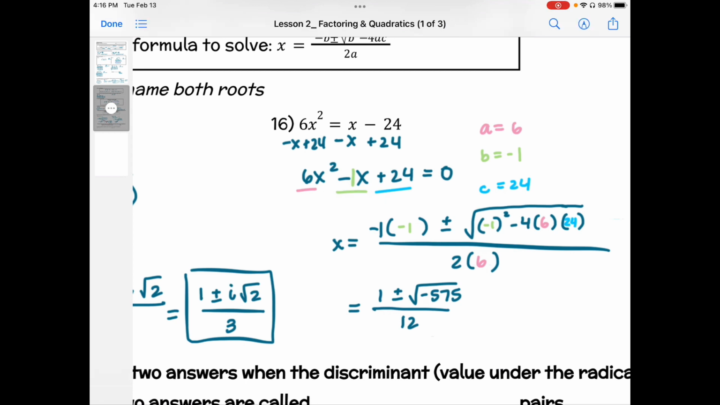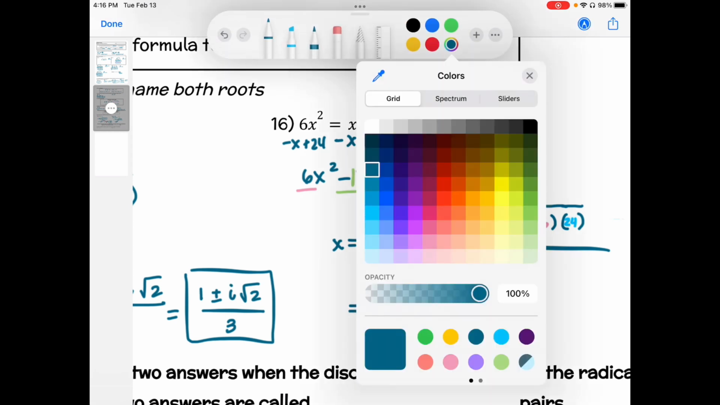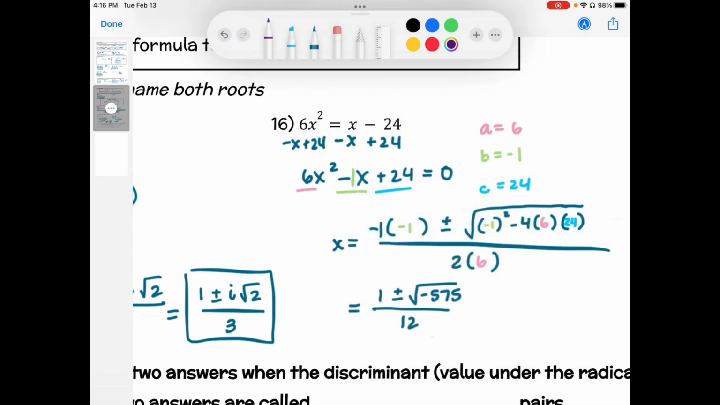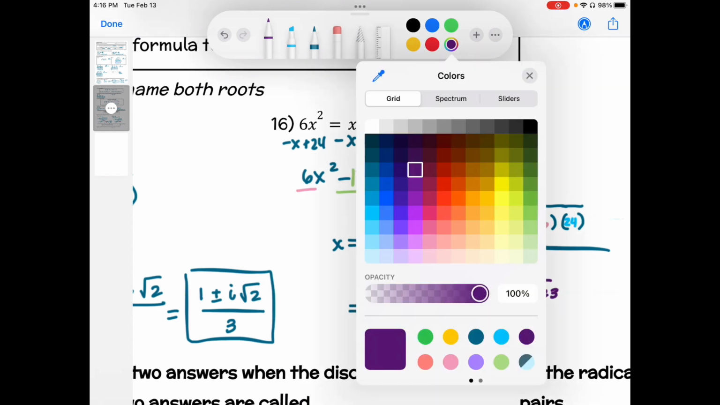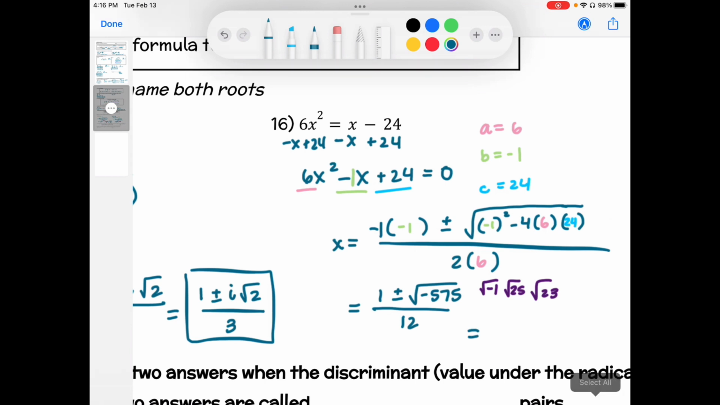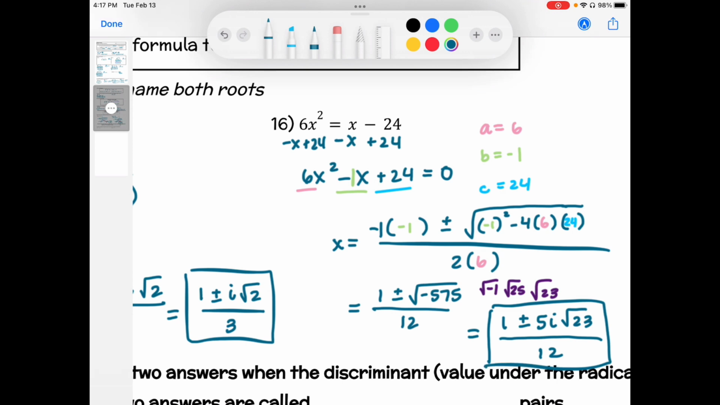All right, so we need to figure out what we can divide 575 by to simplify our radical. So I'm going to break it up again into my three radicals. I know it's 3 because it's negative. And then if I divide 575 by 25, that gives me 23. And then from there we can simplify. So this ends up with 1 plus or minus, we have 5 because of the square root of 25, i square root 23 all over 12. Right, and that would be your final answer for that one.